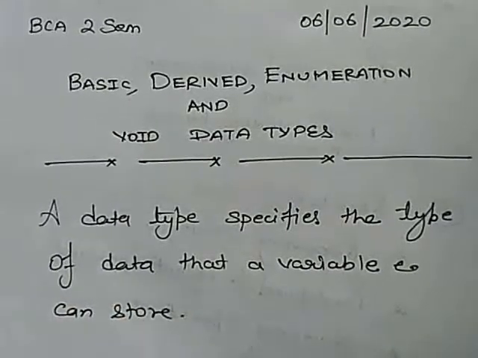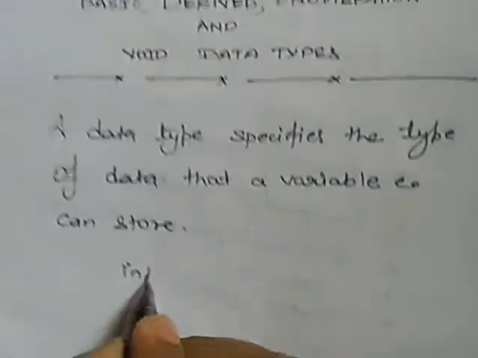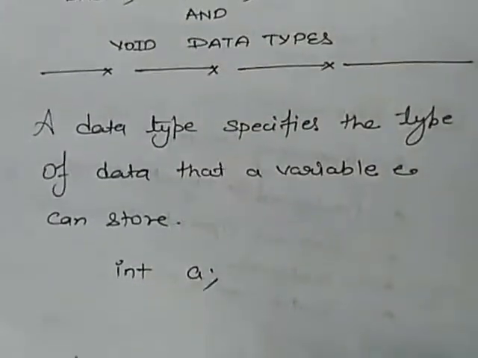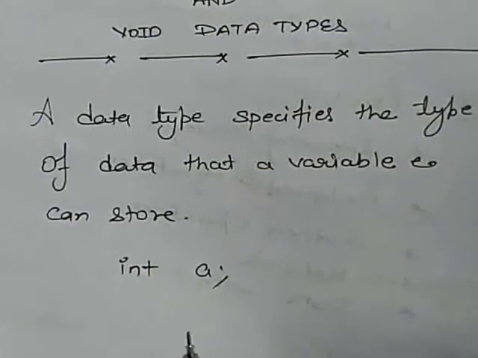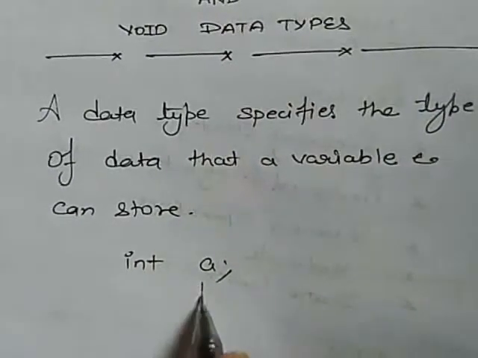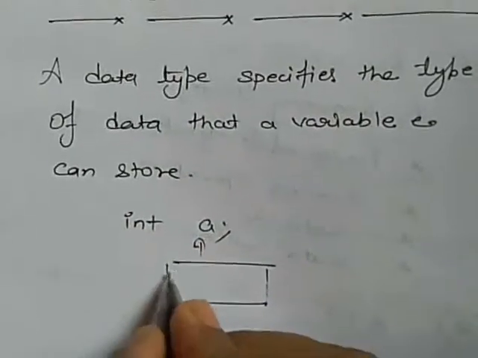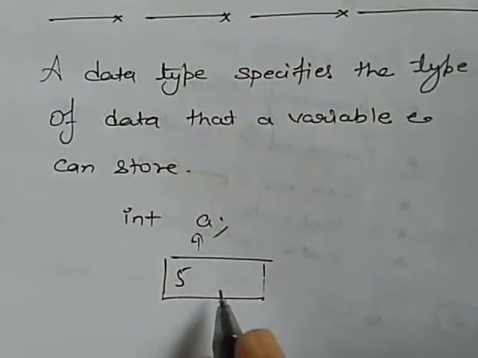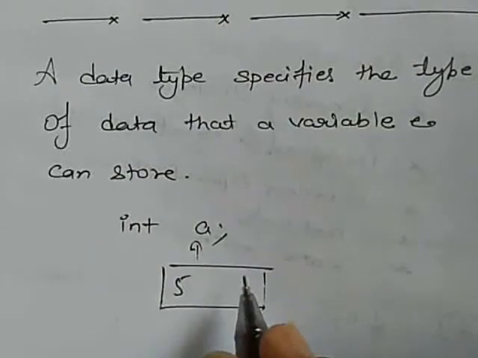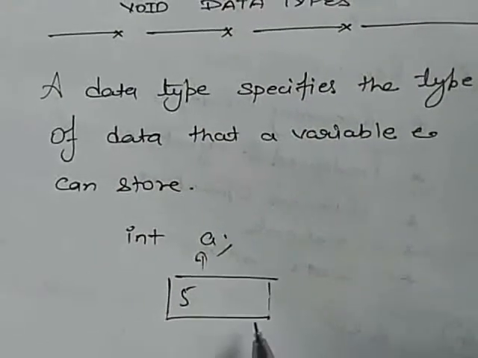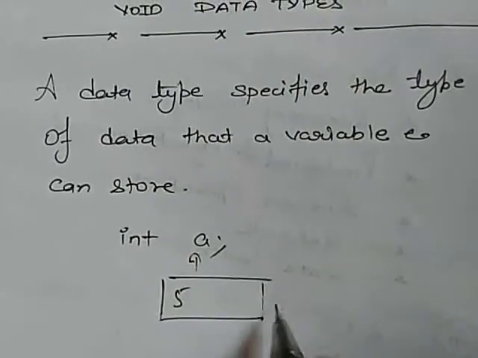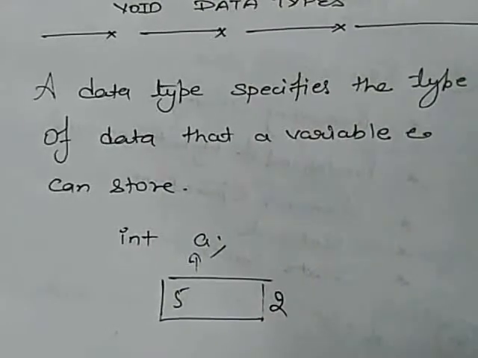Now, suppose we have an integer variable a, and suppose this is the memory location and the 5 is stored here. We can store 5, 6, 7, 8. The amount of memory the integer variable can take is 2.